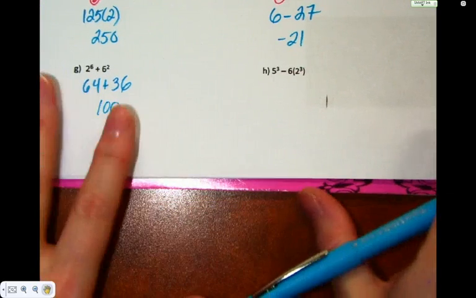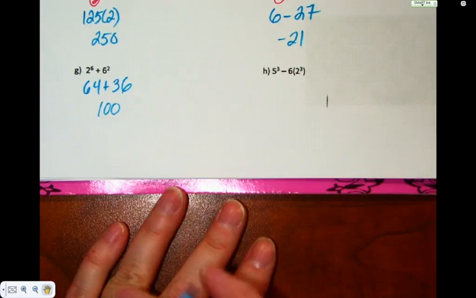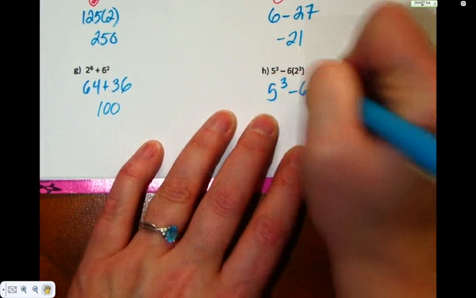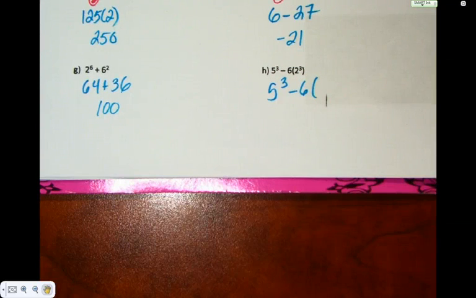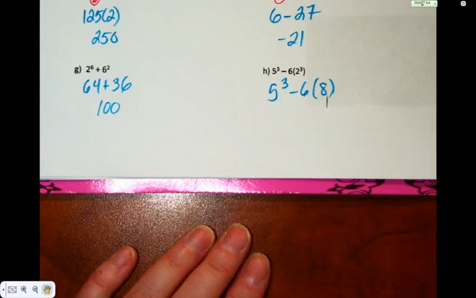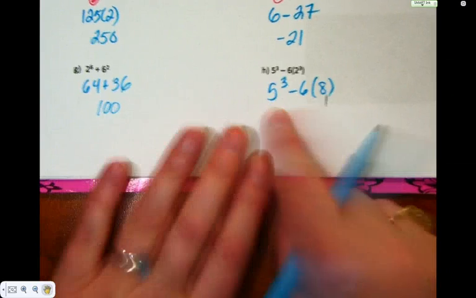What are we doing first in H? Brackets. So I'm keeping 5 to the 3. I'm keeping the negative 6. I'm just going to swap out my 2 cubed, which is 8. What's the second step? 5 cubed is?